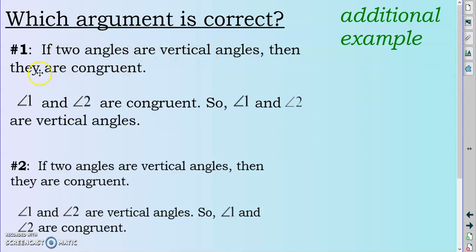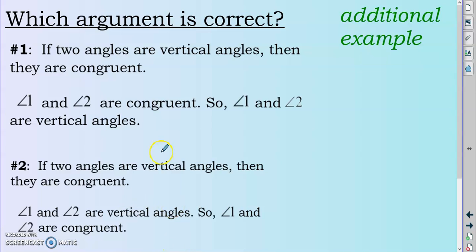If two angles are vertical angles, then they are congruent. By definition, vertical angles are congruent. Based on this statement, which argument is correct? If two angles are vertical angles, then they are congruent. So I tell you that angle 1 and angle 2 are congruent, so we can conclude that angle 1 and angle 2 are vertical angles. Or, angle 1 and angle 2 are vertical angles, so angle 1 and angle 2 are congruent. So here I'm telling you that the hypothesis is true, which means that the conclusion is true.